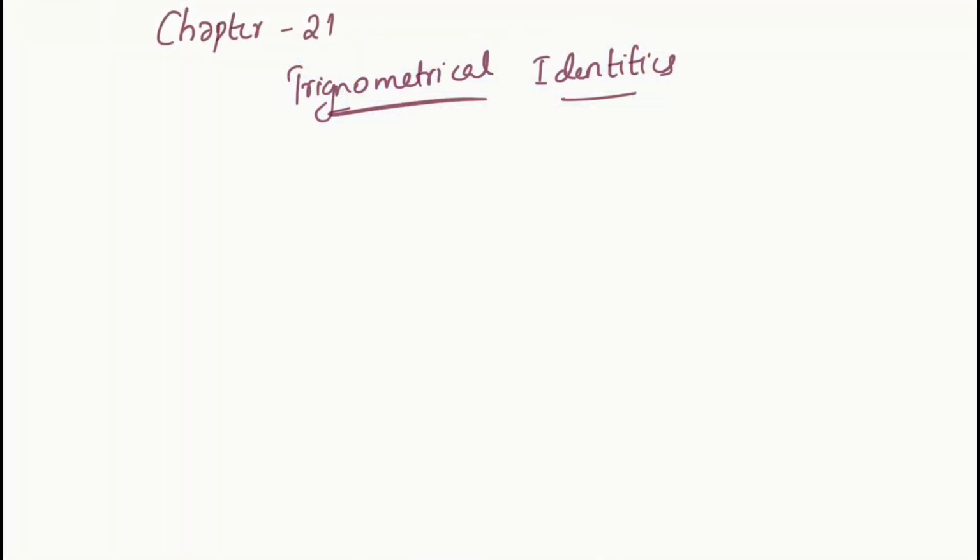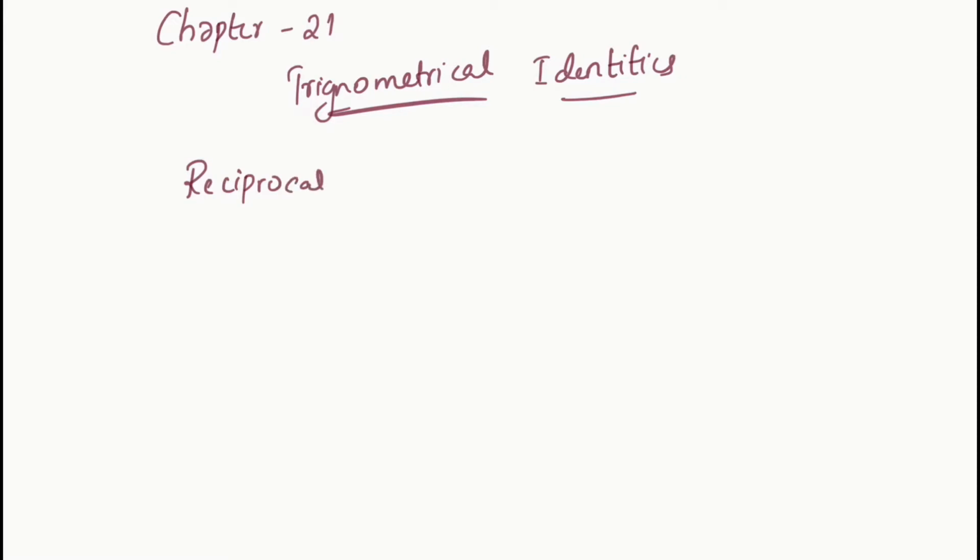Hi students, let us start with chapter 21, Trigonometrical Identities. Coming to trigonometrical identities, in the previous year we have already learned about our trigonometrical ratios. We have learned what is sine, cosine, tan, cotangent, secant and cosecant, right? Similarly, we already learned about the reciprocal ratios also in the previous year.